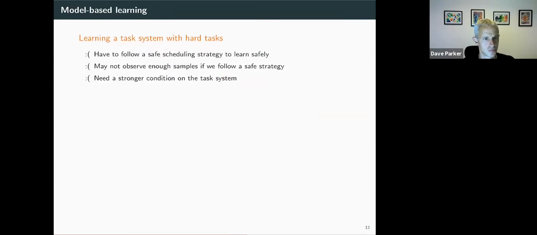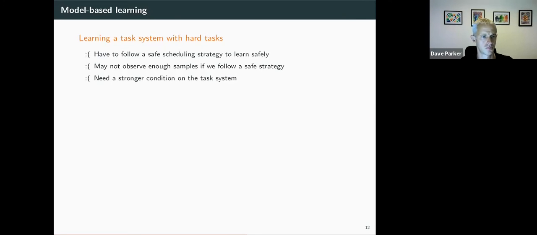To safely learn a system, the learning algorithm must ensure that all the jobs of the hard task meet their deadlines. So we have to follow a safe scheduling strategy while learning. Under this safe schedule, we will observe enough samples for the hard task, but we may not observe enough samples for the soft task.